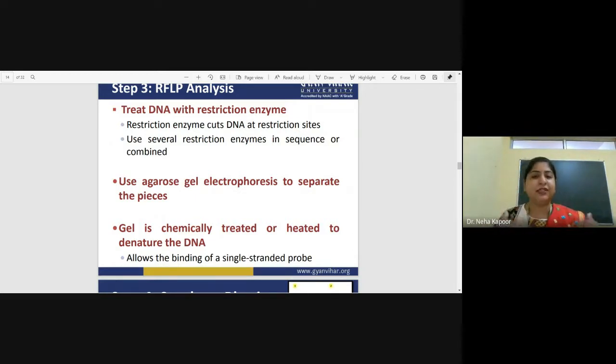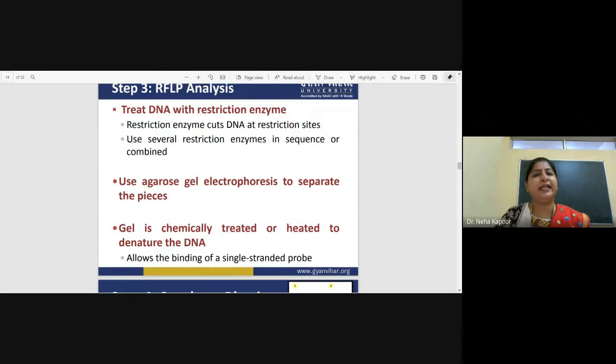Once the complete thing is separated, the fragments are there, then you need to treat your gel with some chemical or you can heat it so that the DNA that is present in there, that is in double stranded form, shall get denatured, because once it is denatured, it will be single stranded.